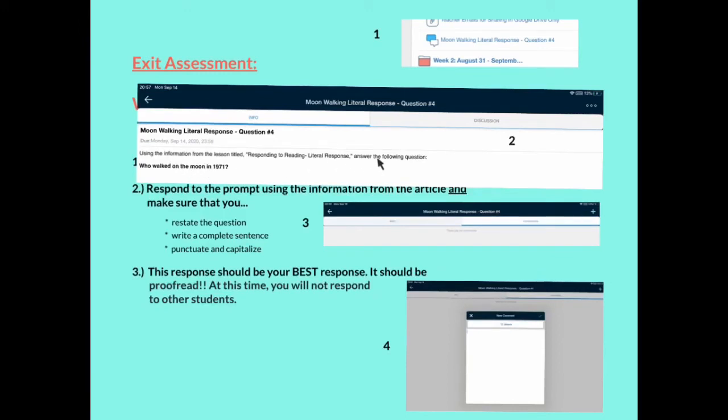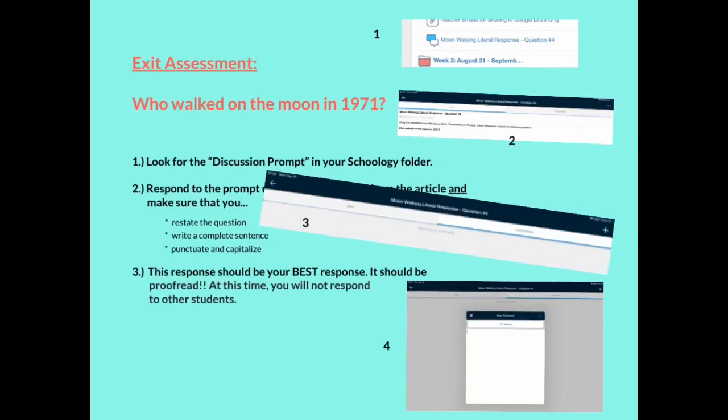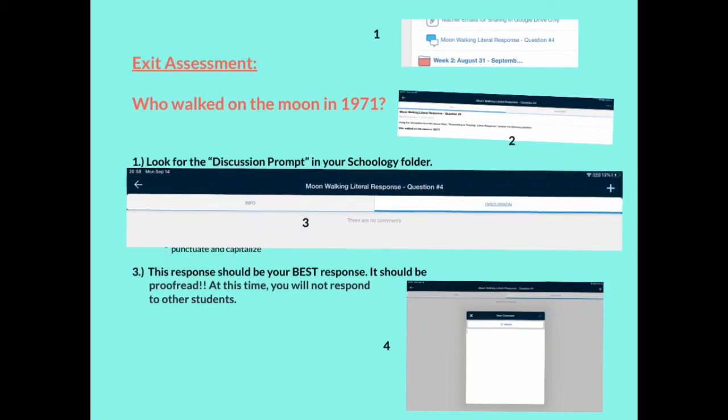It's going to ask you to use what you've learned in the lesson to respond, but this is the information about it. If you go to the other side, that's what you're going to select when you're ready to submit it. So when you have an answer, you're going to select discussion. Once you open discussion, you are going to see that there are no comments. Now, what you want to do is go to the plus sign in the top right corner. Once you select the plus sign, you will be able to add a comment.